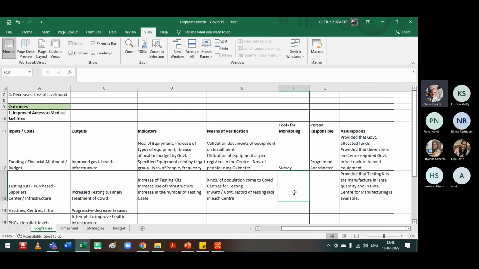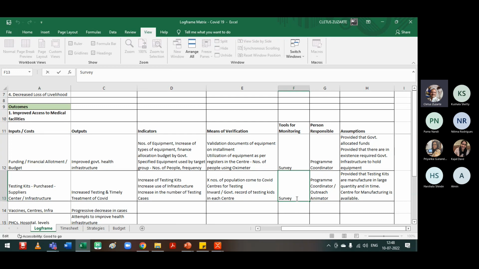So again, you could look at, here again, you could look at the program coordinator. Okay, or you could even look at the outreach staff, the outreach animator, who collects this. So suppose you look at an outreach animator who actually collects the number of the population who came for testing, whatever.